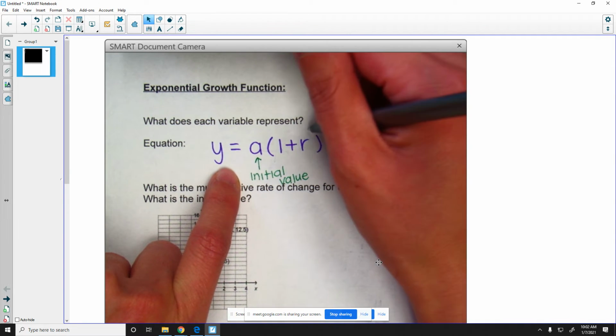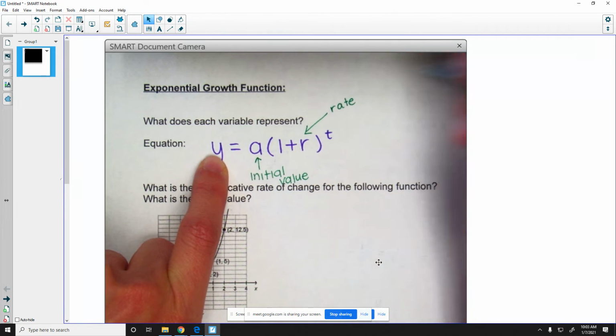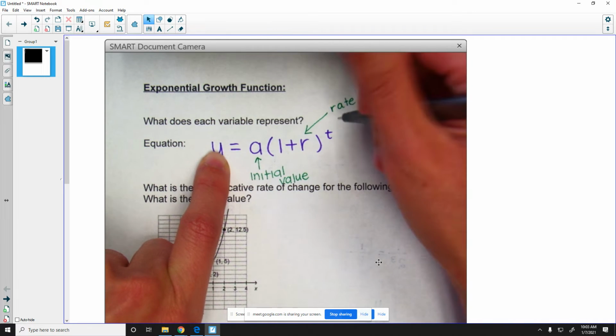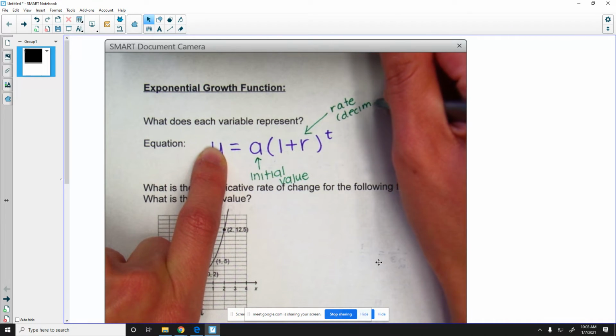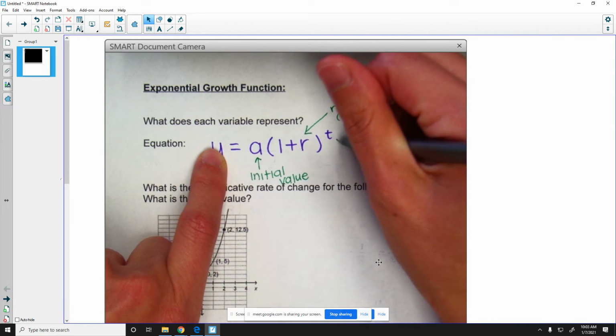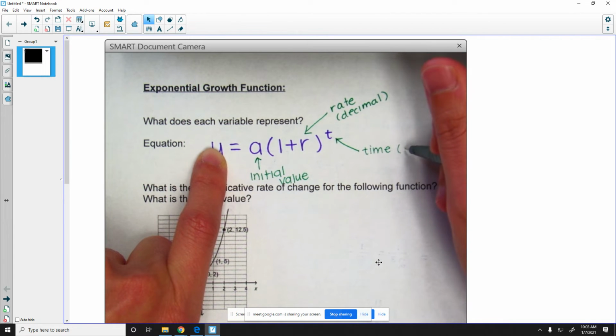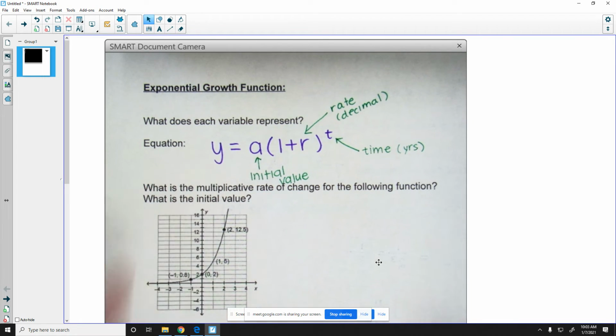Good. Okay. The r, yeah, your rate of change. So I'm just going to write rate. But remember, you write it as a decimal. So when they say 2%, you write it as 0.02. Okay, don't write 2, it's 0.02. Or like 115% is 1.15. And then t is your time, but it is counted in years. Good. Your time is always in years.